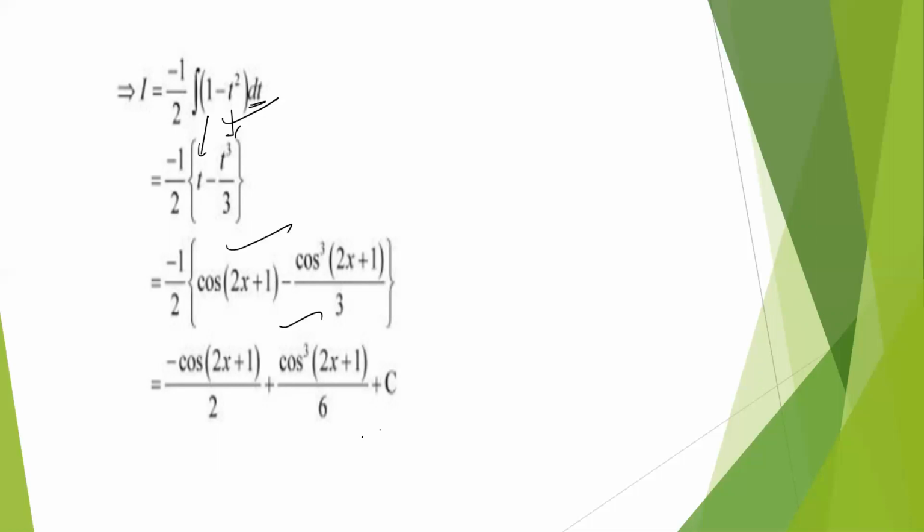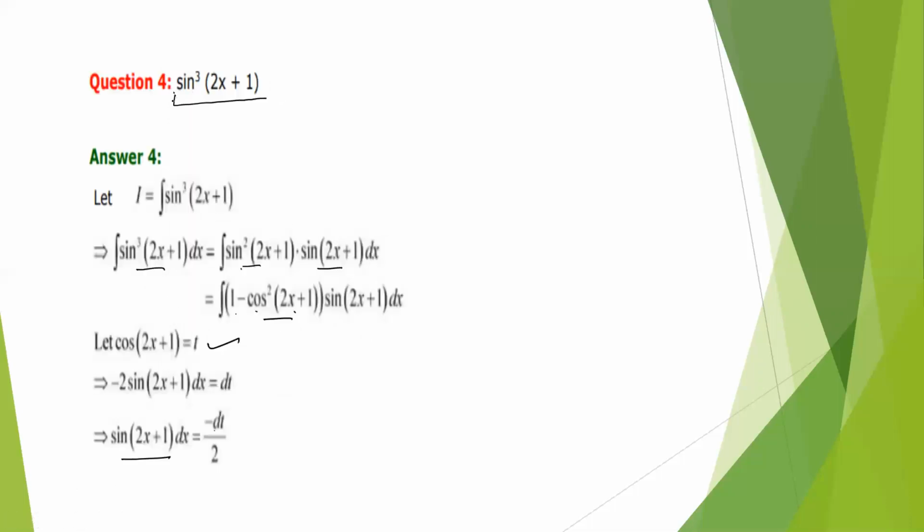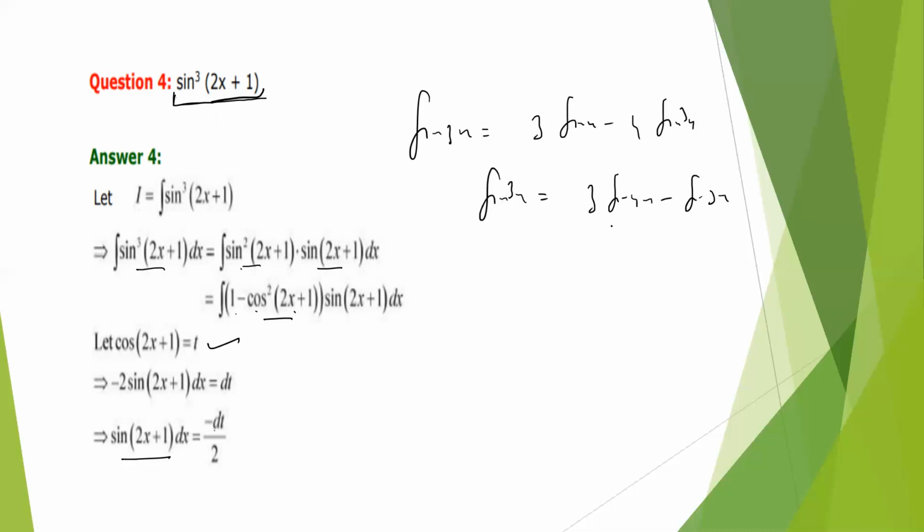Put the value and we will get the answer. And what is the second method? Use the formula for sine cube x. Sine 3x equal to 3 sine x minus 4 sine cube x. So what will be sine cube x? 3 sine x minus sine 3x by 4. So put the values here and you can get the answer.